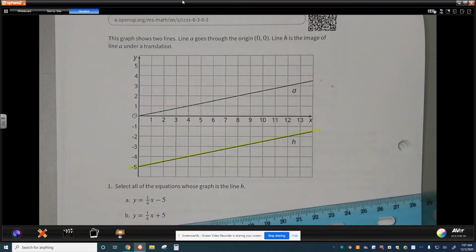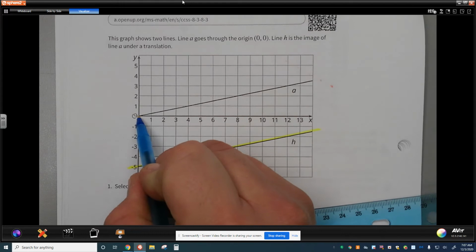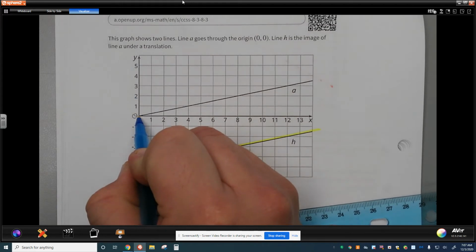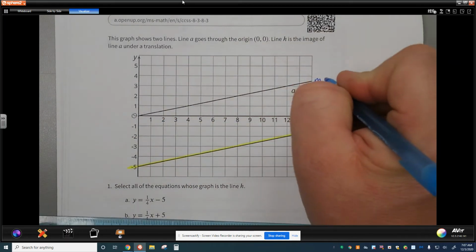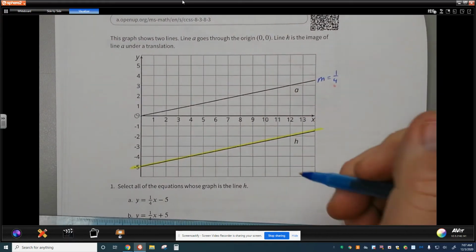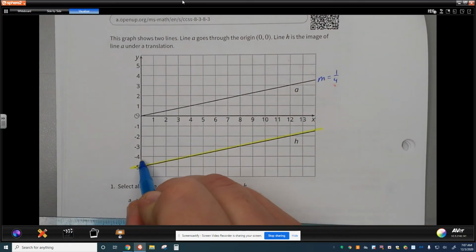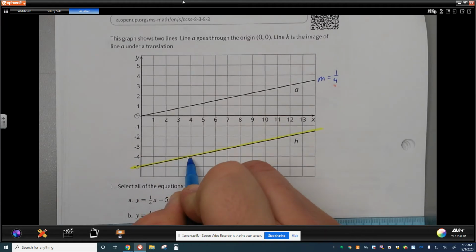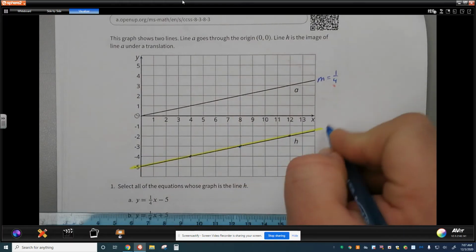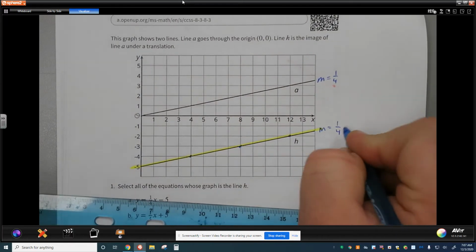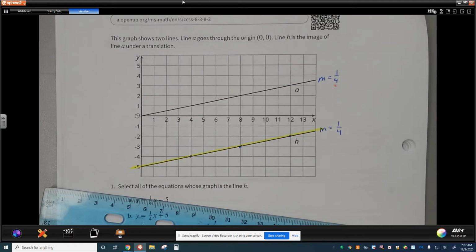I think it would be helpful to think back to what we've done before with regard to the lines when we talked about a direct variation. We're talking about a constant of proportionality from (0, 0). We see that from right here at the origin, we rise 1 and run 4. So this line, line A, has a slope of 1/4. Line H, we see the same thing: a slope of rise 1, run 4, a constant rate. So we see that these two lines must be parallel because they have the same slope.